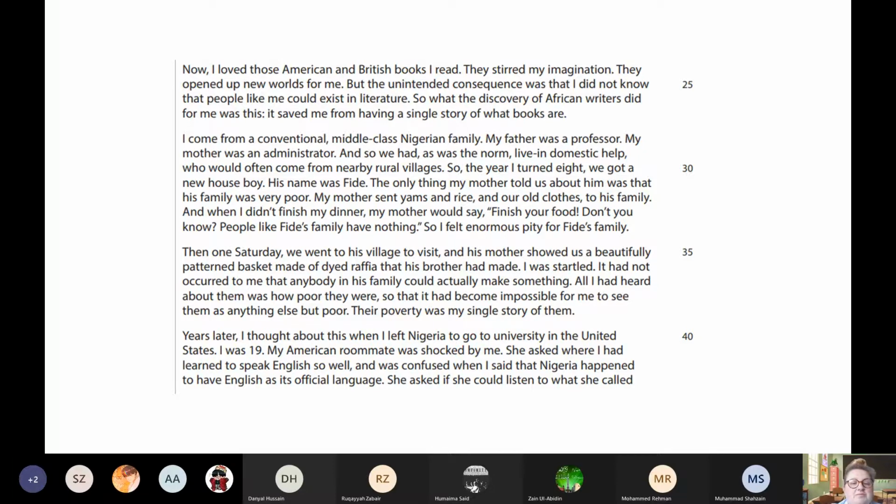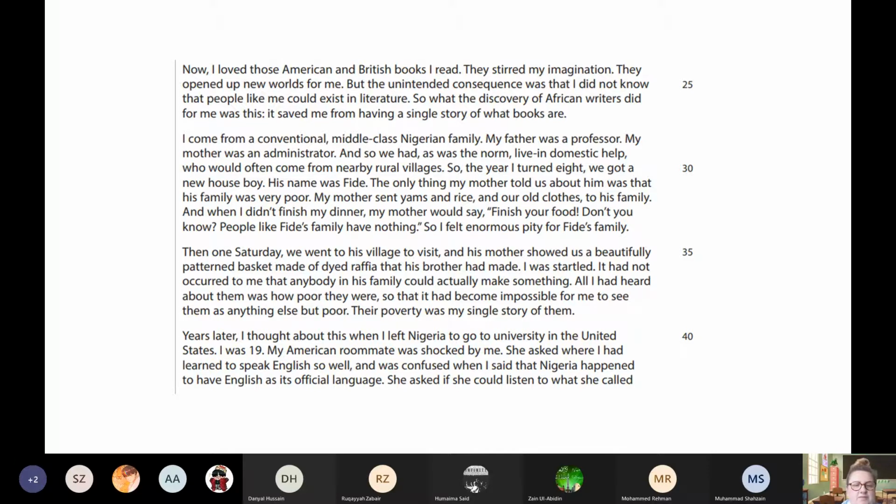And when I didn't finish my dinner, my mother would say, "Finish your food. Don't you know people like Fide's family have nothing?" So I felt enormous pity for his family. Then one Saturday we went to his village to visit, and his mother showed us a beautifully patterned basket made of dyed raffia that his brother had made. And I was startled. It had not occurred to me that anybody in his family could actually make something. All I had heard about them was how poor they were, so that it had become impossible for me to see them as anything else but poor. Their poverty was my single story of them.